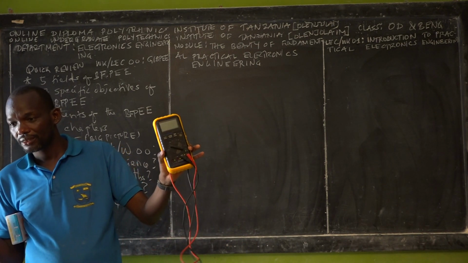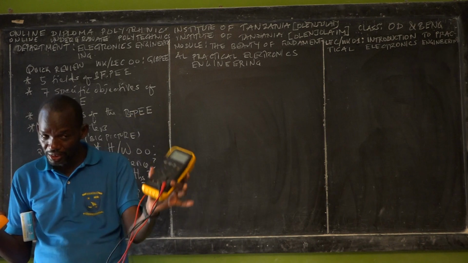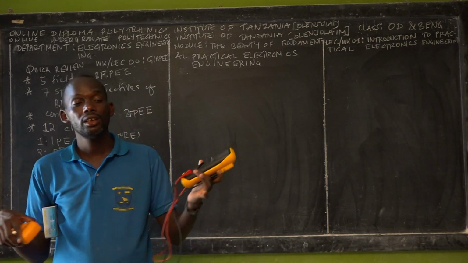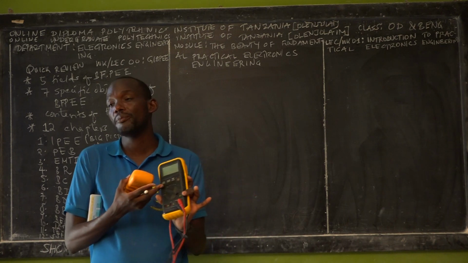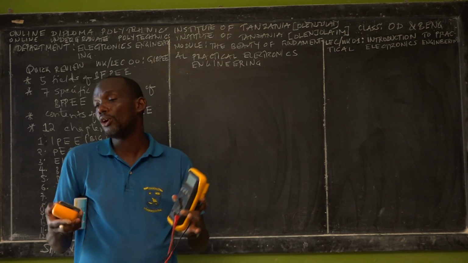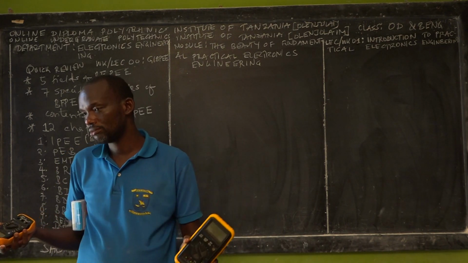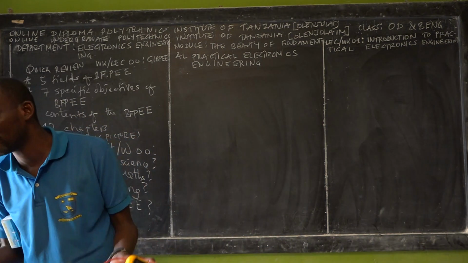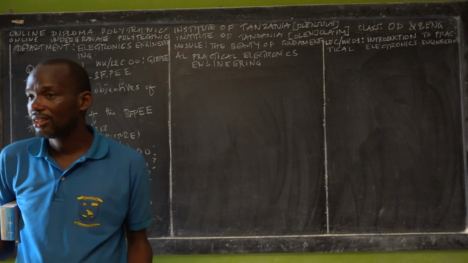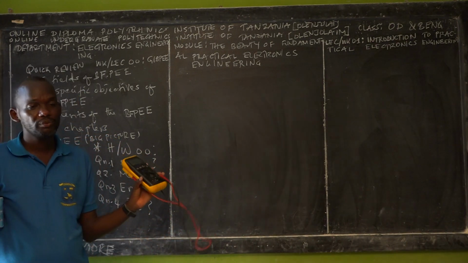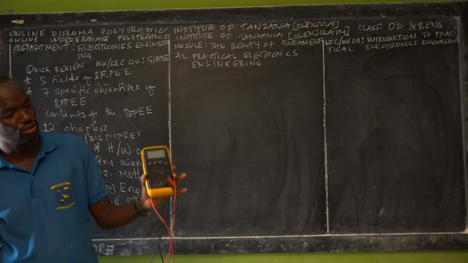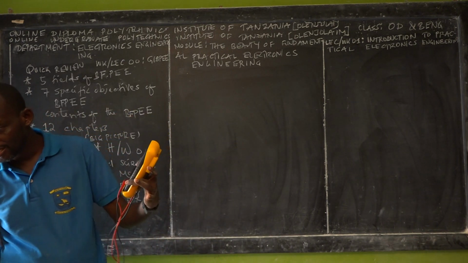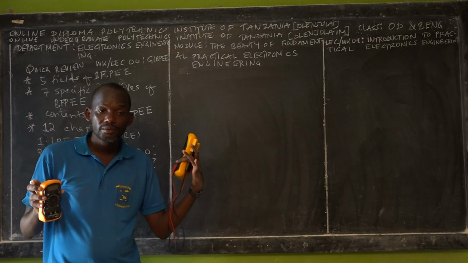Are we together? So this also is a multimeter. It's big in size, but it can also give you more. For example, this one can measure resistance from ohm to mega ohm, while this one can measure resistance from ohm to kilo ohm. You see the difference? So even this one contains a collection of measuring instruments and testing instruments.